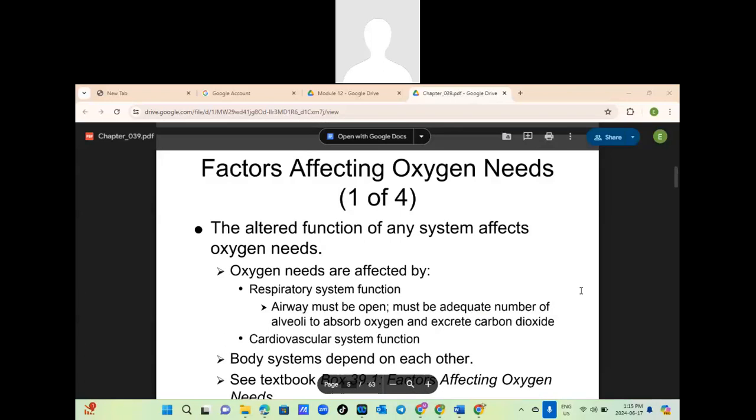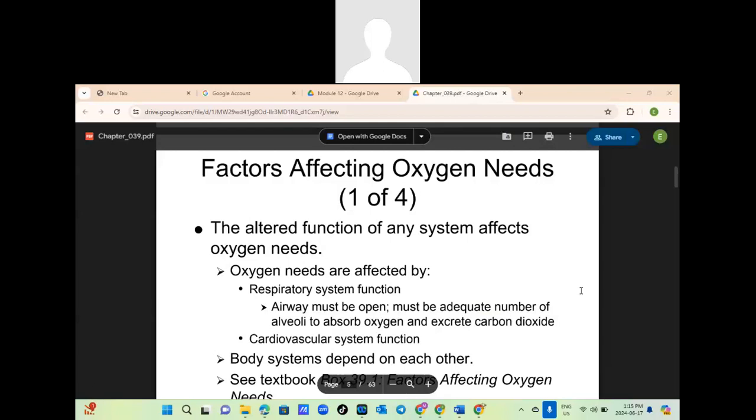So oxygen needs are affected by respiratory system function. Airways must be open, and there must be an adequate number of alveoli to absorb oxygen and excrete carbon dioxide. If you can recall during our module 3 on the compensation of the heart and the respiratory system, or your lungs, the oxygen exchange happens in the alveoli, the cluster of grapes.